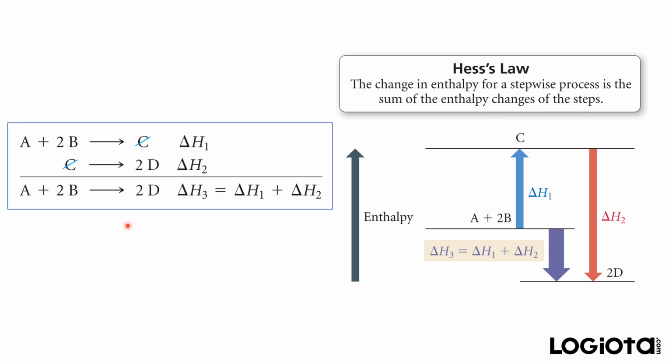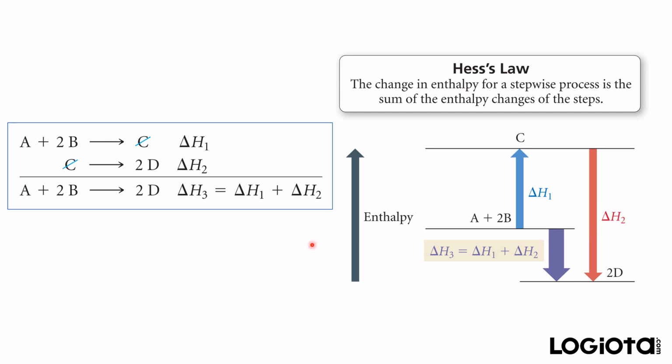So there is a reaction in which A plus 2B is changing to 2D. Now this reaction can be broken into two steps. The first step is A plus 2B giving C, for which the enthalpy changes by delta H1. Next, C is changing to 2D and the enthalpy changes by delta H2. You can see here also that C is changing to 2D and the enthalpy changes by delta H2.